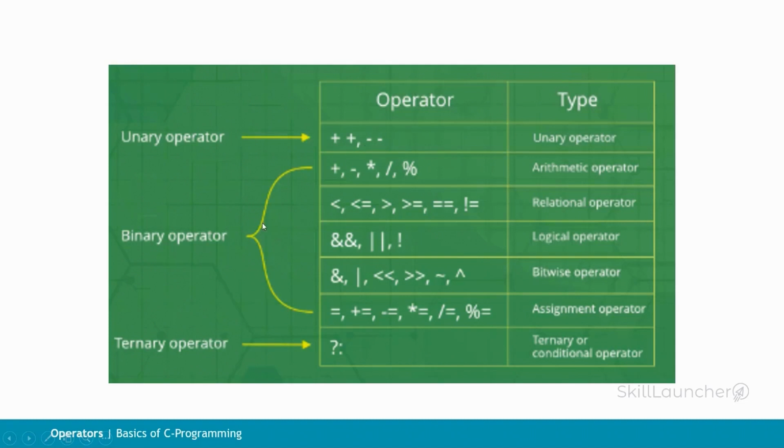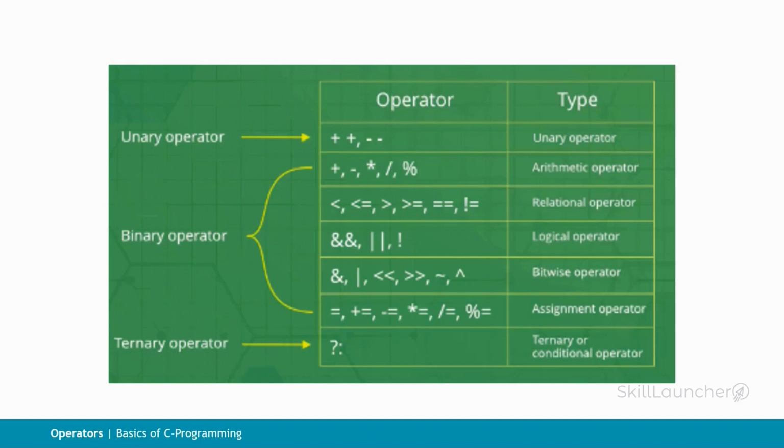Now comes the binary operator. Binary operators are the operators which require two operands to perform any action. C offers a wide range of binary operators. All the arithmetic operators such as addition, subtraction, multiplication, division, modulus are binary operators. Adding to binary operators, all the relational operators, logical operators, bitwise operators as well as assignment operators are the types of binary operator.